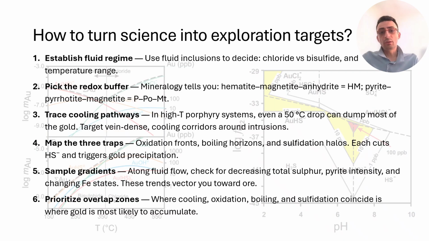So think of this as a roadmap. First, use mineralogy and fluid inclusions to pin down a redox condition, ligand, and temperature, then overlay oxidation, boiling, or sulfidation zones on your map. Where these overlap, you have higher odds of gold deposition and better drill core targeting.